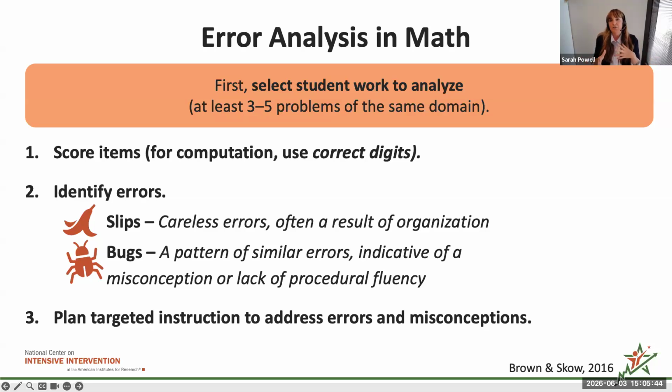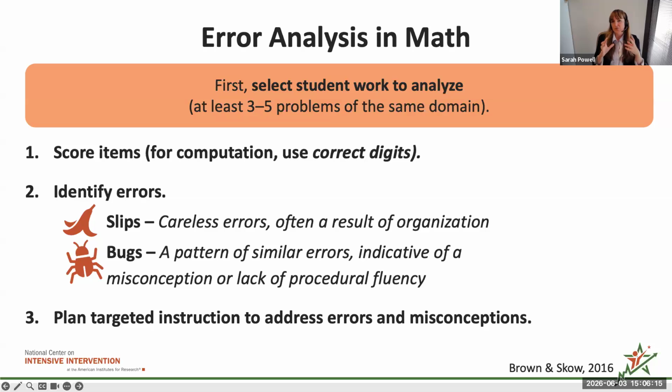Typically, you score whether the student answered correctly or incorrectly. But if you are doing any work in computation for addition, subtraction, multiplication, or division, we would suggest that you score using correct digits. So not only is it important that the student answered the problem correctly, but we then analyze at the digit level. Maybe we're looking at the ones place, the tens place, and the hundreds place, and did they answer each of those place values correctly?